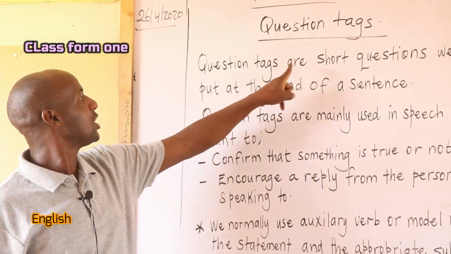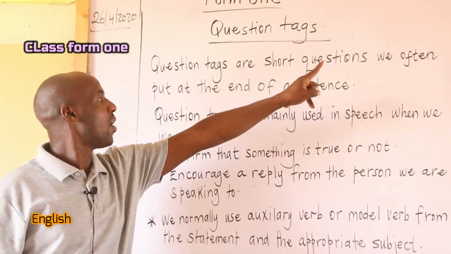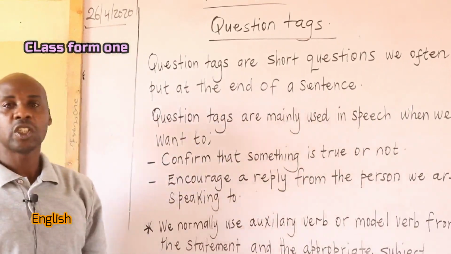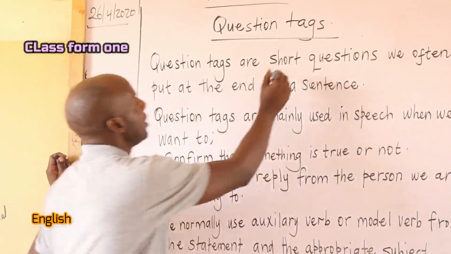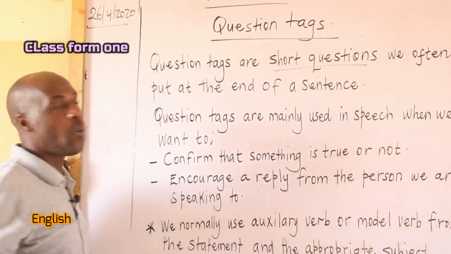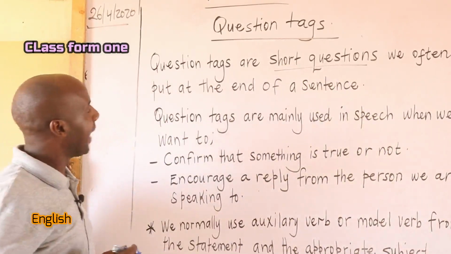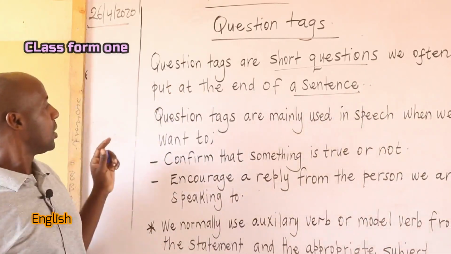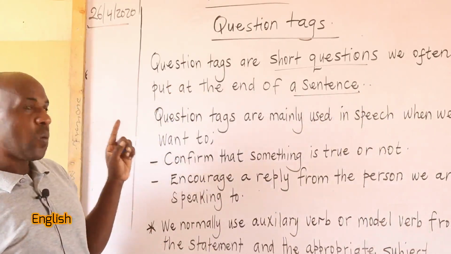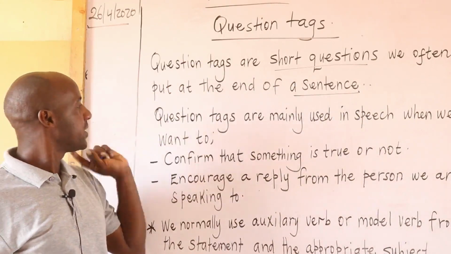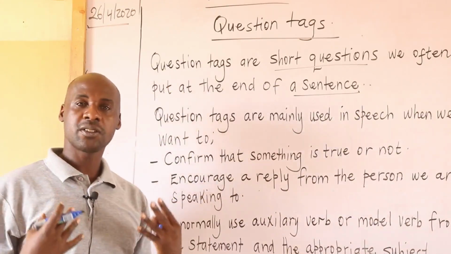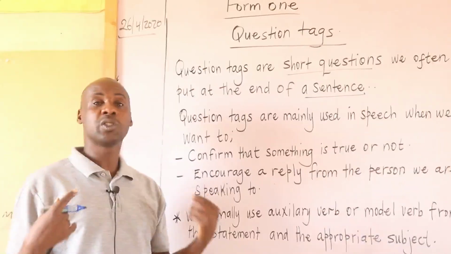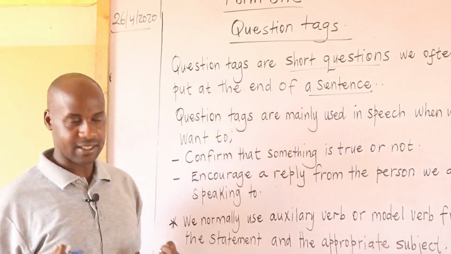Question tags are short questions we often put at the end of a sentence. Short questions we put at the end of a sentence. So now, when do we use question tags? When are we supposed to use question tags? Or why do we put question tags at the end of the sentence?